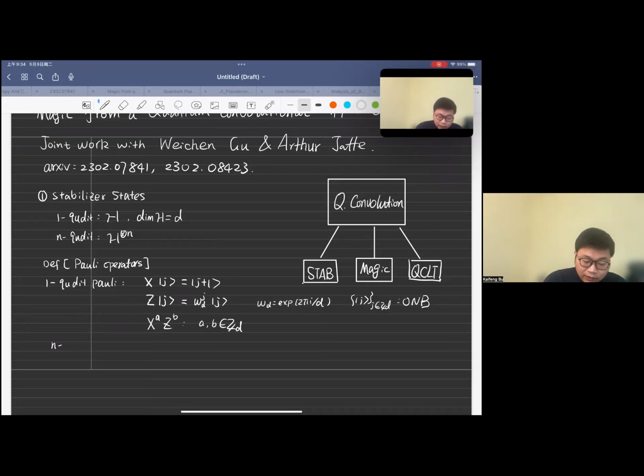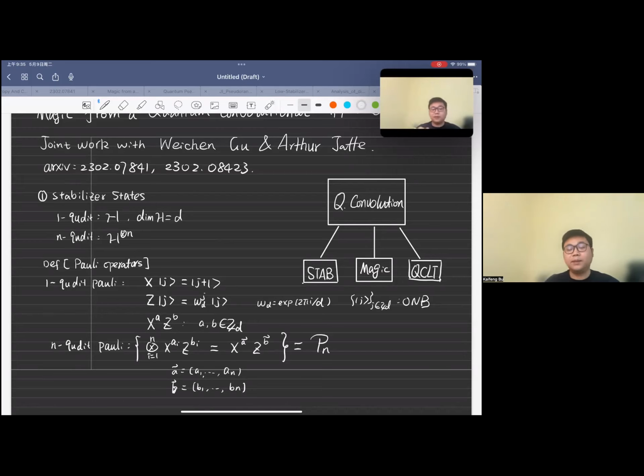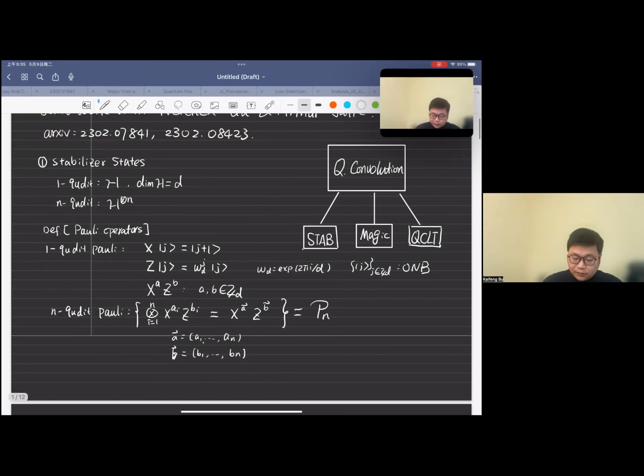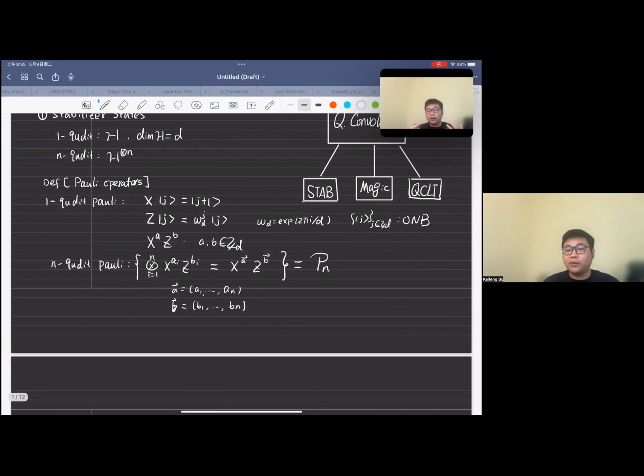And the n-qudit Pauli operators are defined as the tensor product of the single qudit Pauli operators. For simplicity, we denote it as X to the power of vector a and Z to the power of vector b, where vector a is a1 to an, and vector b is b1 to bn. We denote the set of all n-qudit Pauli operators as P_n. So this is the definition of Pauli operators.